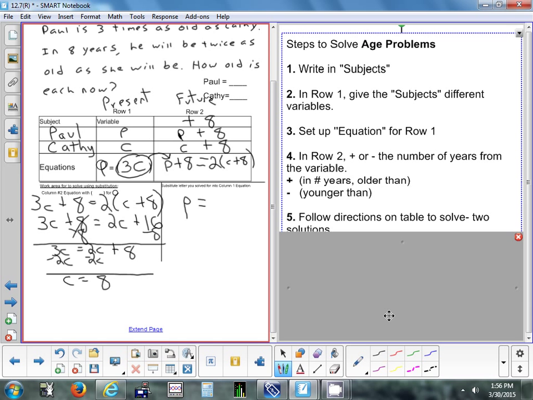3 times 8, right? So I can put parentheses around my 8. If you put a little dot in between, that's fine too. So P would be 3 times 8, which is 24. I know it's freaking some people out. And I go back up here. On each problem, we're going to have the label already set up for you. So Paul is how much? Paul is 24. Kathy is 8. 24 and 8. I know it seems like a long, involved process, but we want to give you some concrete way of being able to do it.